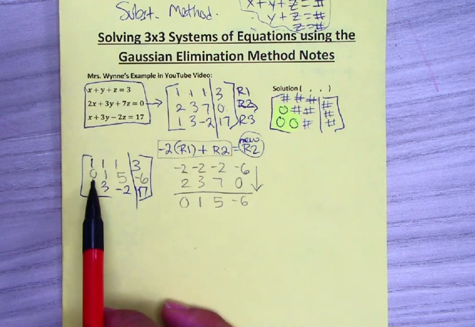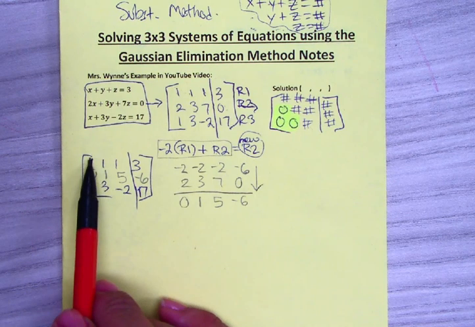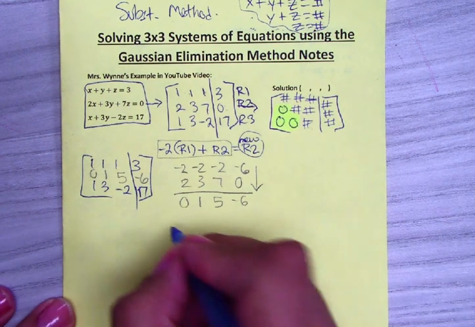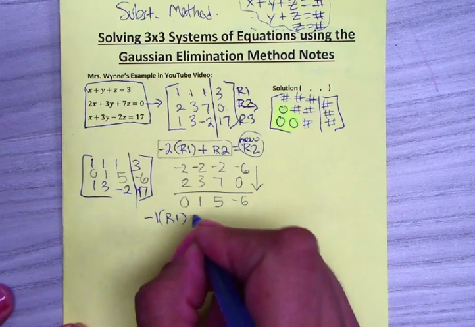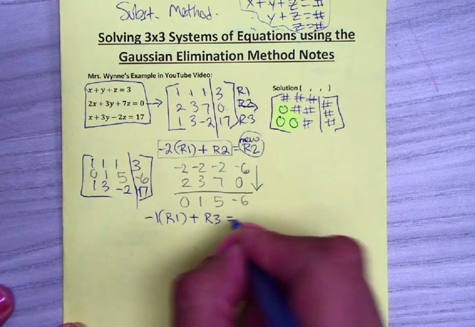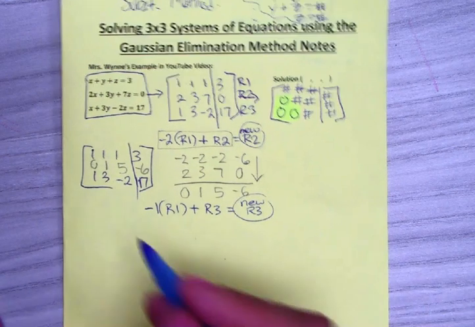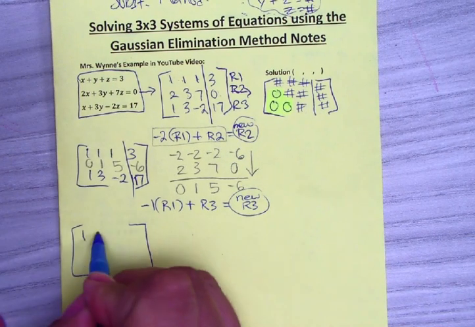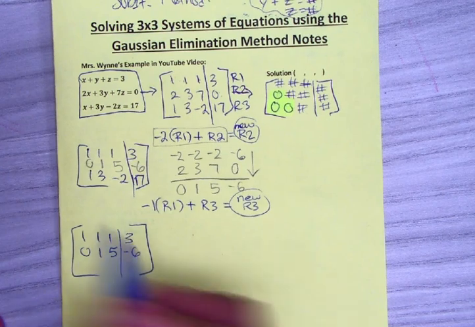Okay, so now we have that 0 right there, and we want to make this other one another 0. So now we use the first row and focus on making that a negative 1. So the annotation of the process will be row 1 times negative 1, and we're going to add it to row 3 to make a new row 3. Because we're not changing row 1 and row 2, we're going to copy those down: 1, 1, 1, 3, 0, 1, 5, negative 6.